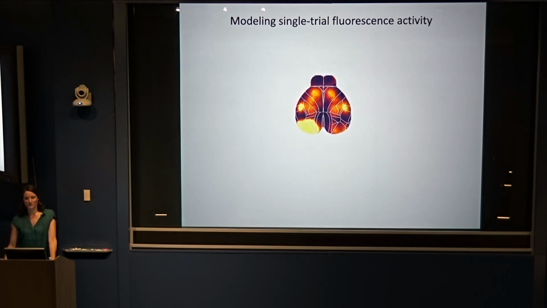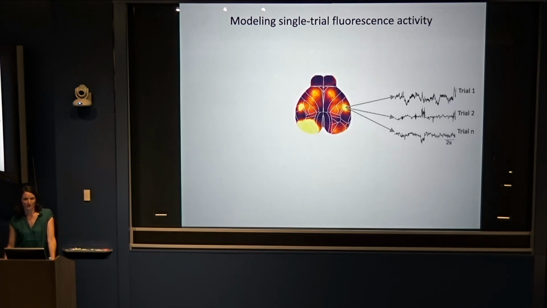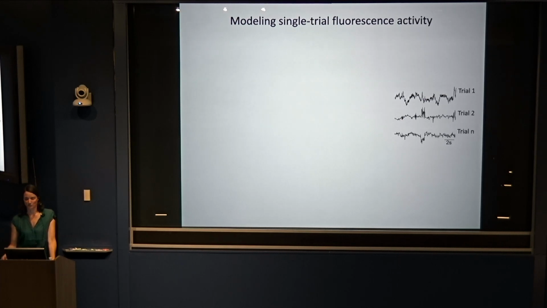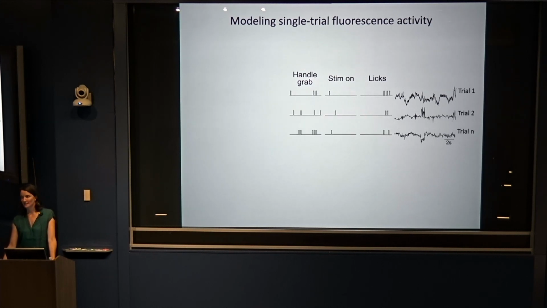We wanted to be able to do, for every pixel in the image, to look at the activity on trial 1, trial 2, and so on, and then build a model so that on held-out trials, we could predict the activity based on all of the stuff that we knew was happening, all the behavioral covariates at our disposal. And we had a few. So for example, on each trial, the stimulus comes on at a different time. There are handle grabs and licks that occur with different frequencies and at different times on each of these 3 example trials, because those are things that are under the animal's control.